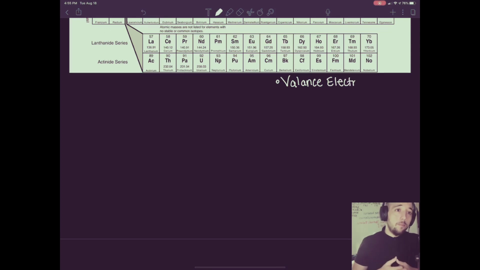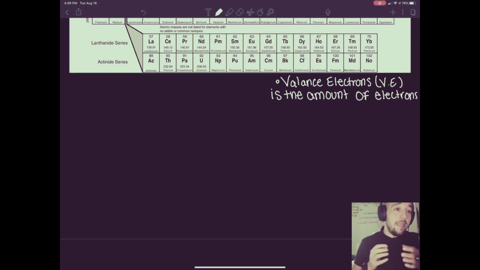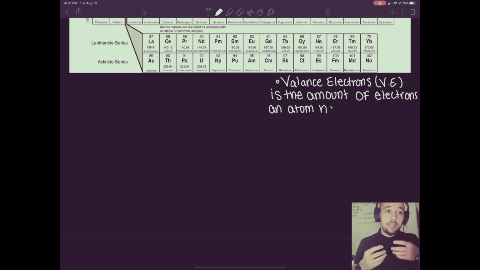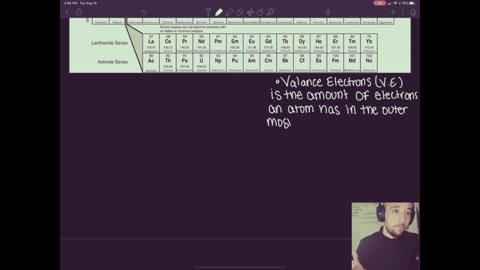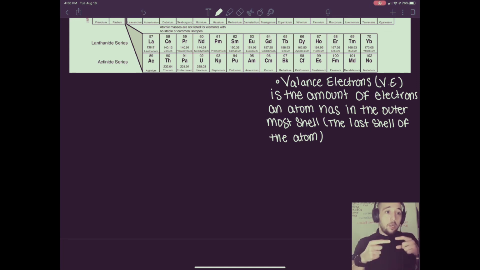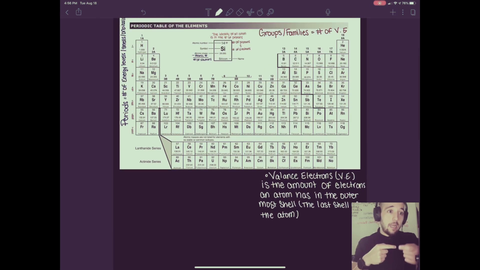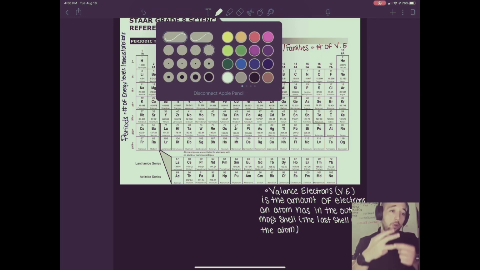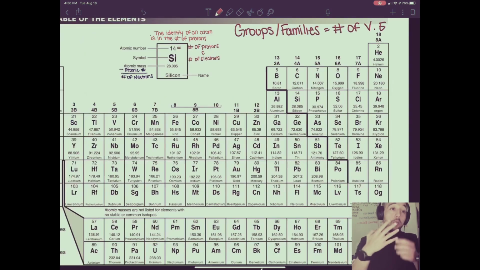So a valence electron, which we tend to abbreviate with a V and an E, is the number or the amount of electrons that you find in the outermost shell. And what that means is that it's just the amount of electrons that are in the last shell of that atomic model. So if you have 1 shell, the electrons in that shell are your valence electrons. If you have 2 shells, the first shell is not your valence electrons. Your second shell is going to have the valence electrons. If you have 3 shells, the third shell is going to be where your valence electrons are. If you have 4 shells, the fourth shell.